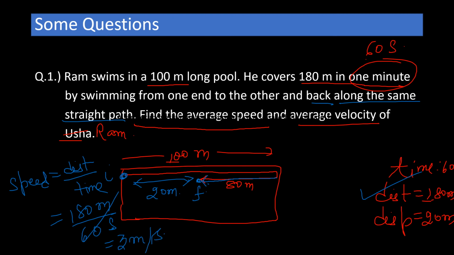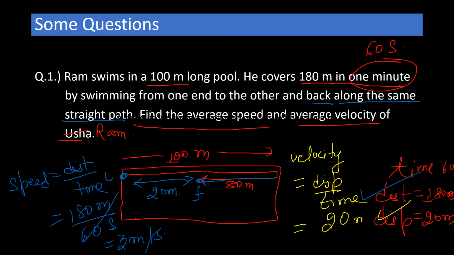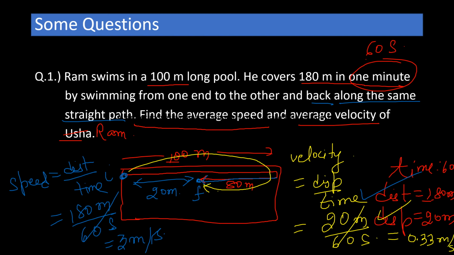But guys, when we are required to find the velocity, which we call average velocity, that is the displacement over time. So what is displacement here, guys? We found it is 20 meters. And what is time? It's still 60 seconds, right? Because the total time taken has to be the same whether it be for distance or for displacement. And it comes out to be 0.33 meter per second, right?